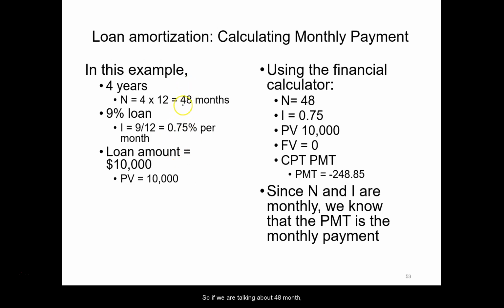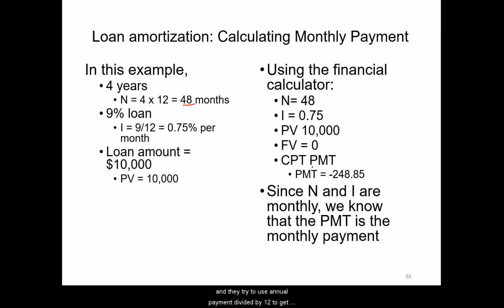So if we are talking about 48 months, every month the interest rate will be 9% divided by 12, which is 0.75% monthly interest rates. And the principal of the loan is $10,000. This is actually the present value of the loan. So we can try to use a financial calculator to calculate the payments of this annuity. The payment amount is $248.85.